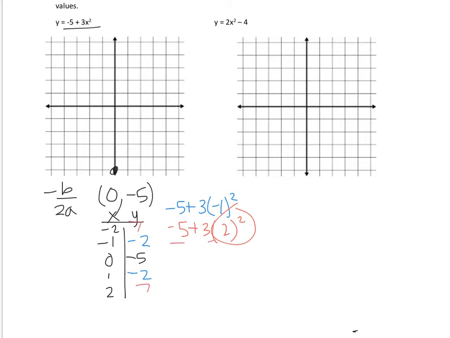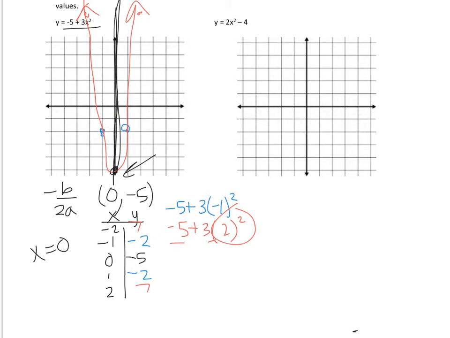So here are my plots, -1, -2, and 2, 7, and these are way up here. So I knew it was going to be narrow. My axis of symmetry is always an equation. So x equals 0 is my axis of symmetry. My y-intercept is 0, -5.